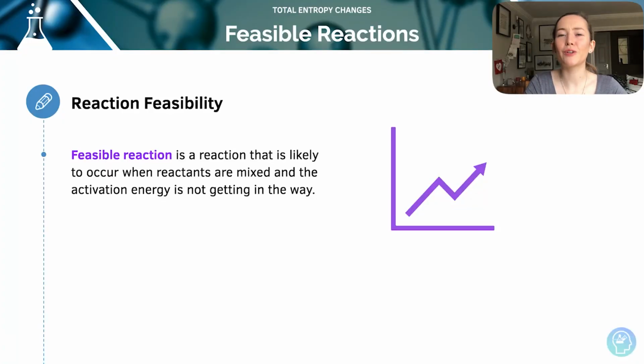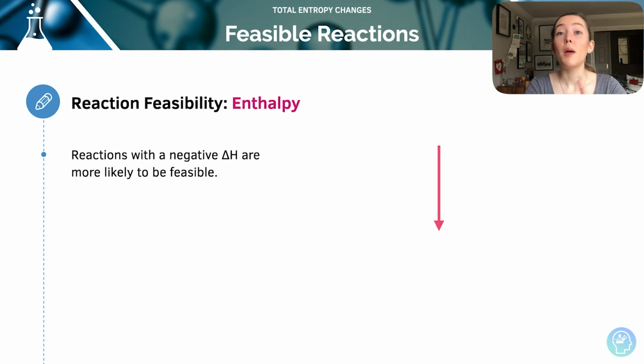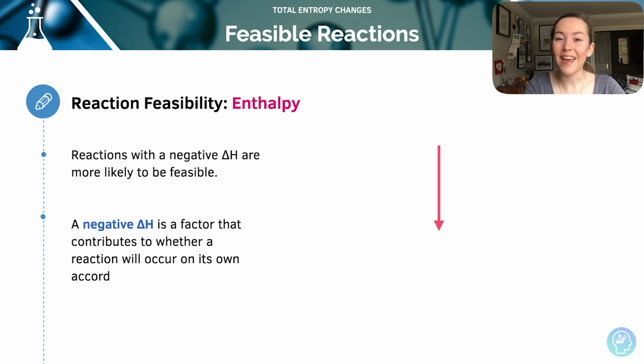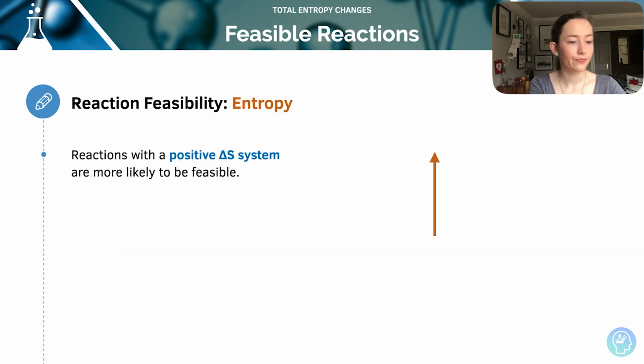Why do we calculate the total entropy of the system? Well, we care about reaction feasibility. So a feasible reaction is a reaction that's likely to occur when the reactants are mixed and the activation energy isn't getting in the way. Many exothermic reactions will occur spontaneously, so they're feasible because they do not require an external source of energy to get going. That means that a negative enthalpy value or an exothermic reaction, they're more likely to be feasible. And we can see it's a factor that contributes as to whether a reaction happens of its own accord.